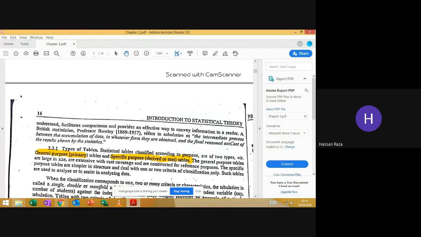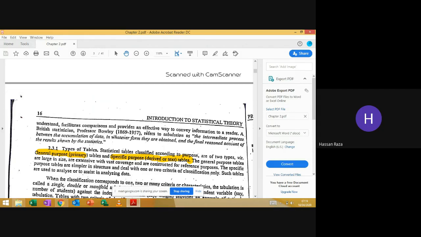हमने अपना दूसरा चैप्टर स्टार्ट कर दिया था, let's see, week four we have started chapter number two about presentation of data. Presentation of data means tabulation, graph display, then frequency distribution. All these things were discussed or we are going to discuss in chapter number 2.